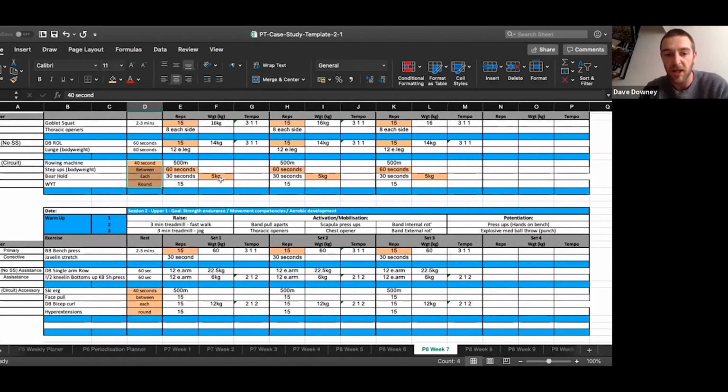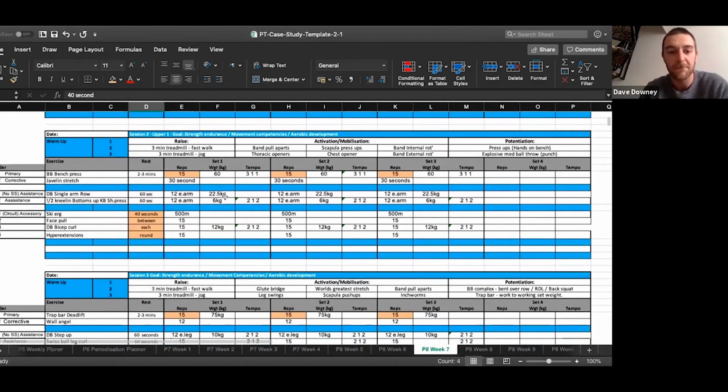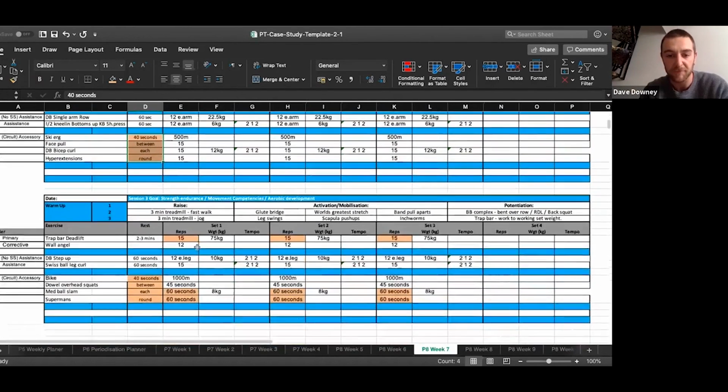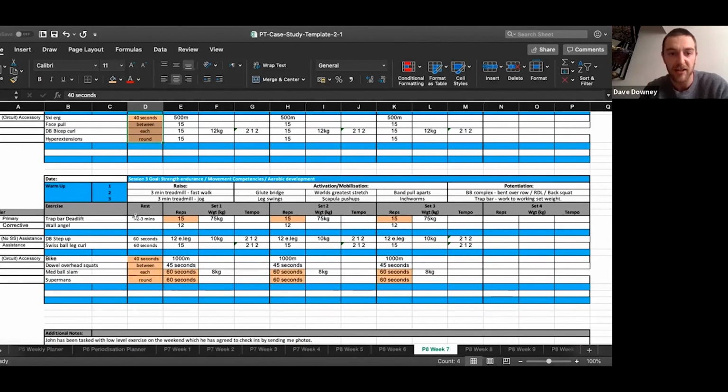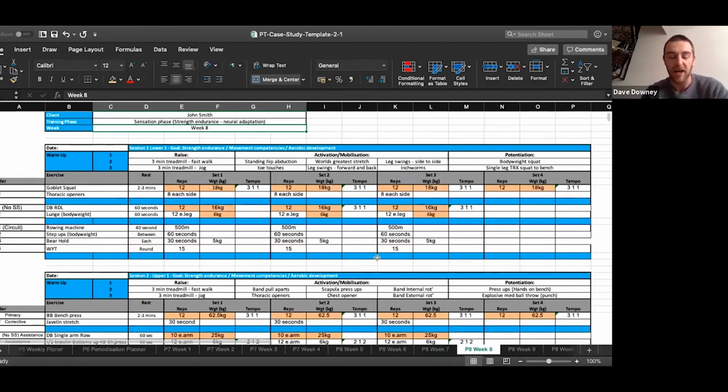And we've made some improvements here. We've added 5 kg to the bear hold, so we'll just sit that plate on his back. Again, primary has gone up to 15 reps, and we've reduced the rest time for the circuit. And similar again on session 3. So 15 reps, 75 kg. And we've reduced the rest time in the circuit and increased some of the time for the med ball slams and Supermans. So you can see the pattern of what we're doing.